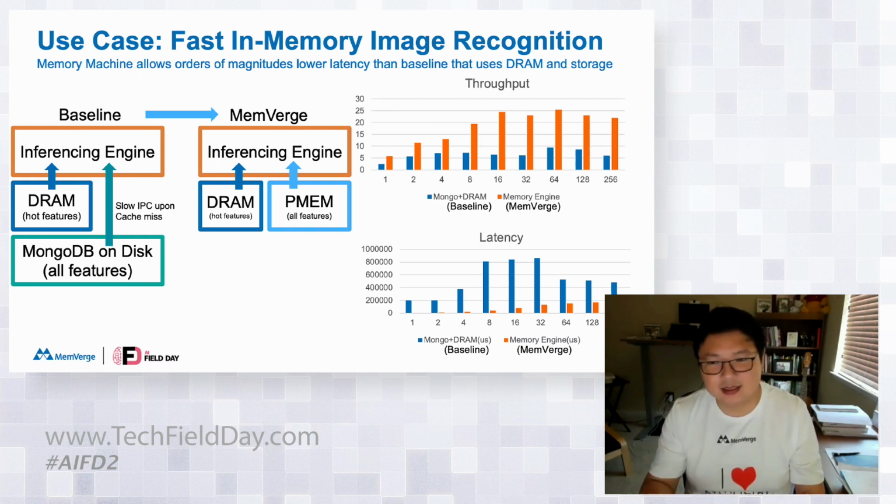For example, in this figure, the x-axis shows the concurrency of the client queries. The higher it is, the more clients query the pictures at the same time. The y-axis corresponds to the throughput and latency. Looking at latency, the blue bars represent the latency of the baseline system based on storage and DRAM, and the orange bars correspond to our performance.